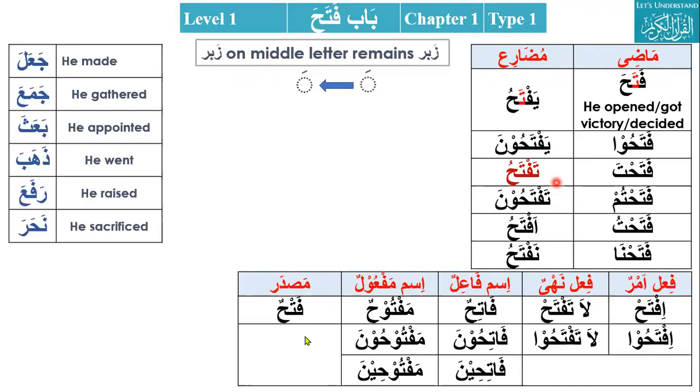So izhab means? Izhab, go. So zahaba, he went. Izhab is amr, it is an order. Go. La tazhab? Don't go. Very good. Manal, next word is rafa'a.